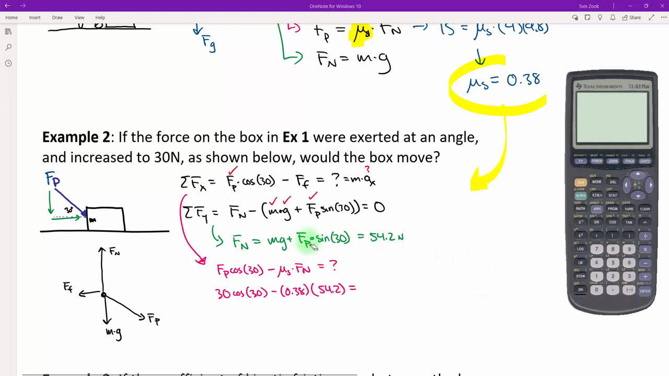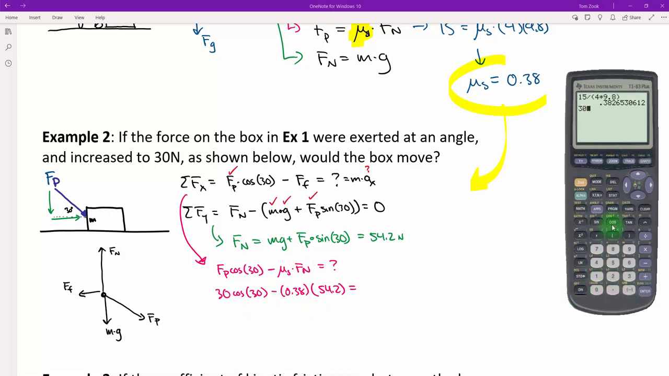Okay, so I've got some solutions up here. If I take this normal force equation here, I can add that term over: mg plus this FP sine 30. Put in the values for that, and I get 54.2 newtons. Then I take the x equation and rewrite it with the friction equation, mu s times normal force. I can put in those values and let's see what I get here.